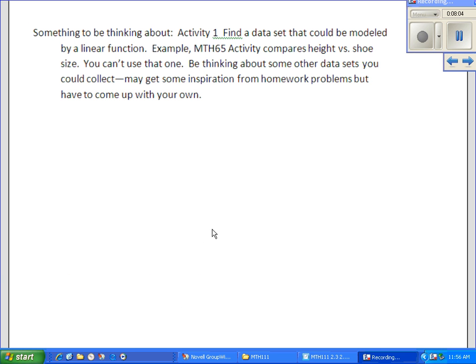And here's just something to be thinking about. Activity 1 is going to be coming up soon. In Activity 1, you have to find a data set that can be modeled by a linear function. So you can find something out of one of your other textbooks, something out on the web. You can collect your own data, conduct an experiment. But you want to be looking for something where you've got two variables that represent a linear relationship with each other.